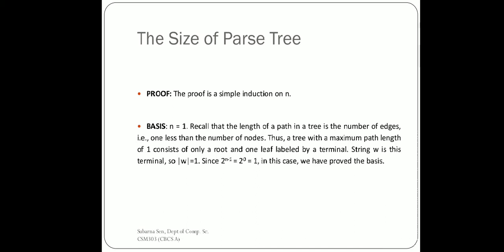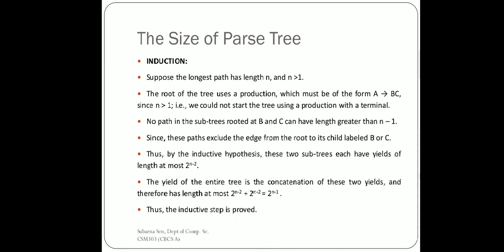Just see, if we put 1 in place of n in 2 to the power n minus 1, if we substitute 1 in place of n, it is becoming 2 to the power 0, which is obviously 1. So it is true for the basis case. Now let us move to the cases where it is not following this basis pattern, where the length of the tree is greater than 1.